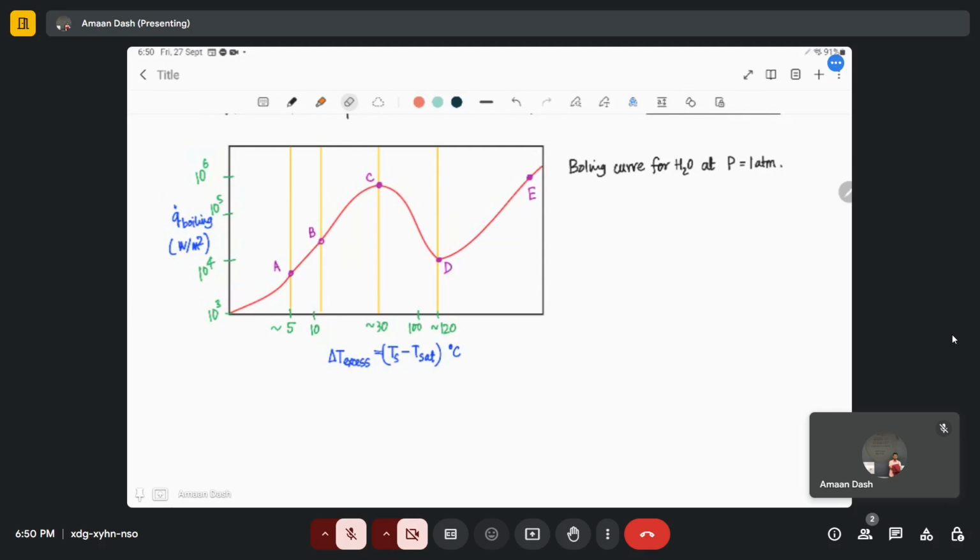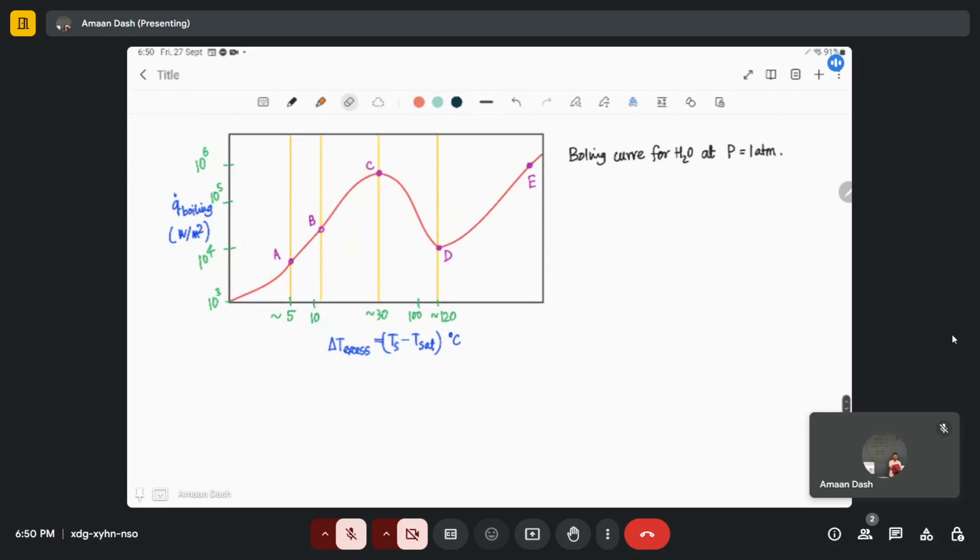Okay. Let me ask you one question. Let's say in the region CD, what do you think, is it that a large fraction of the heater surface is covered by vapor film? Is it true? And because of this vapor film, it acts like an insulator because of the low thermal conductivity of the vapor relative to that of liquid. Is it true? Exactly, this is true, right?